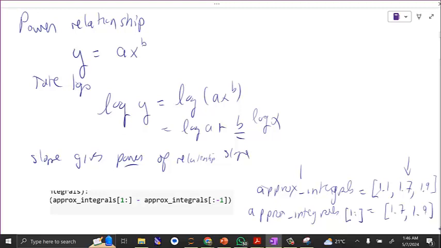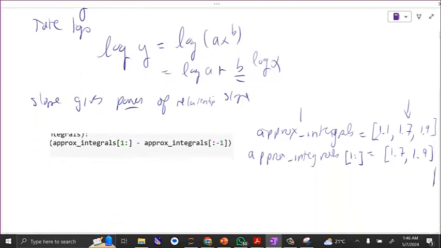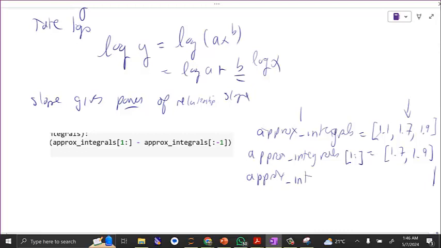Okay. Then if I take approximate integrals colon minus 1, doesn't this go down for me? It's not going down. Maybe I can do this. Oh, I can. Okay, good. So if I take approx integrals and I take colon minus 1, well, that's going to do everything except the last entry. So it's going to be 1.1, 1.7, right?